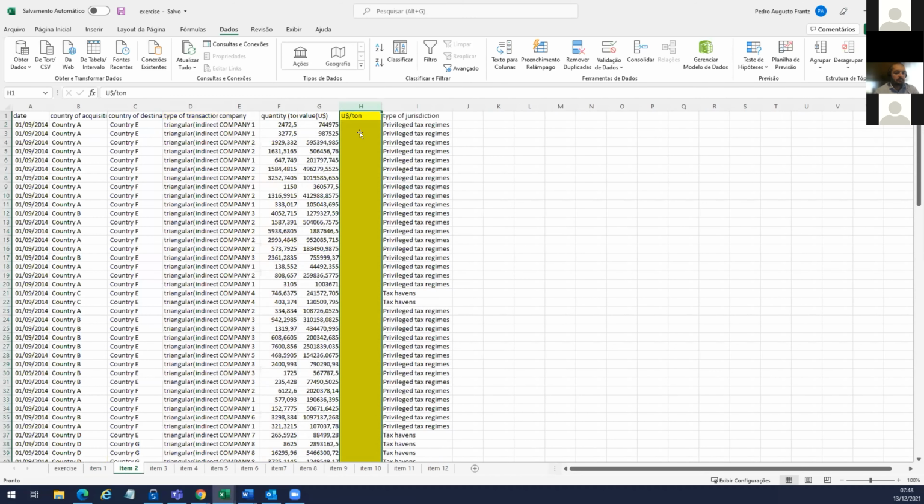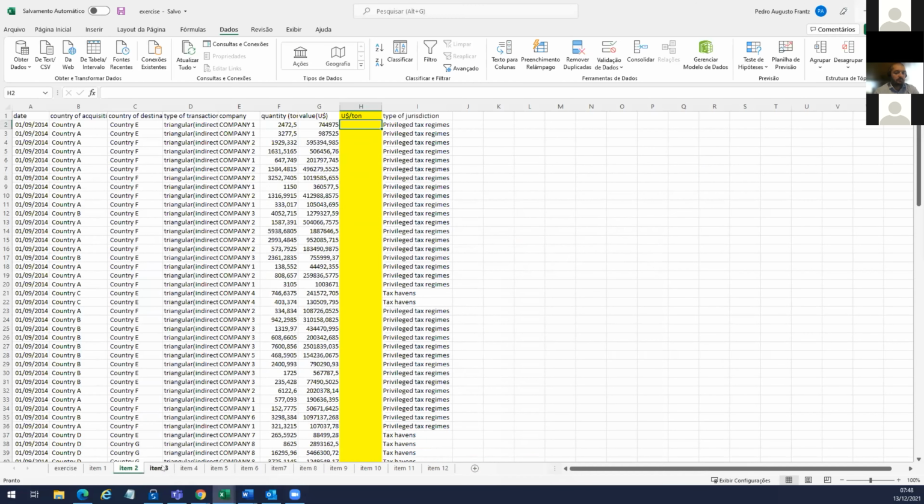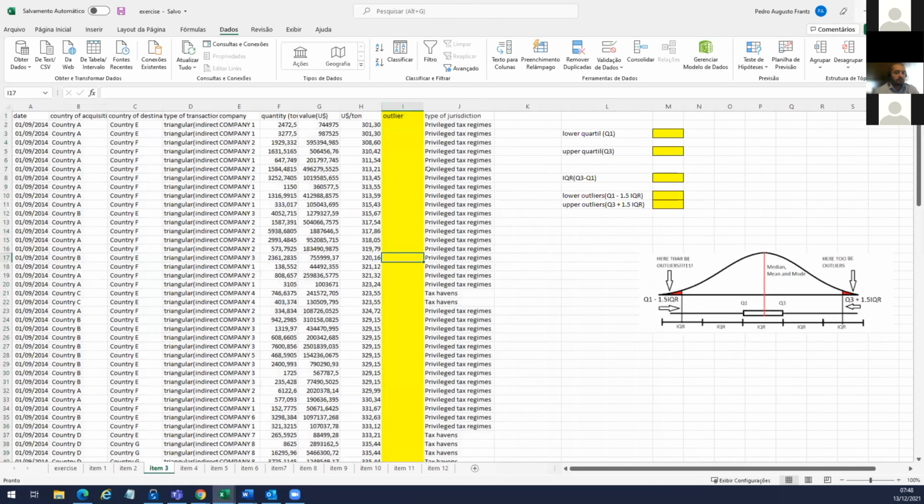Item 2, I will calculate the price by a formula, dividing value by quantity. Three, detect the outliers. And item 3, we will detect the outliers here in this column by this formula. I put this image to show you how to calculate.